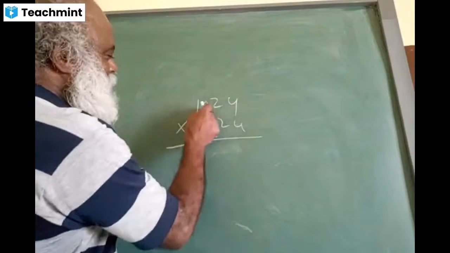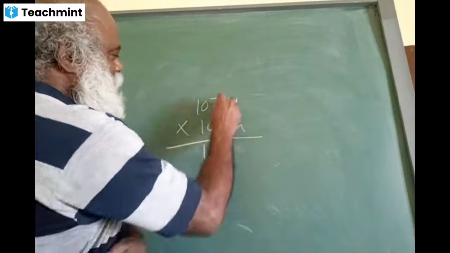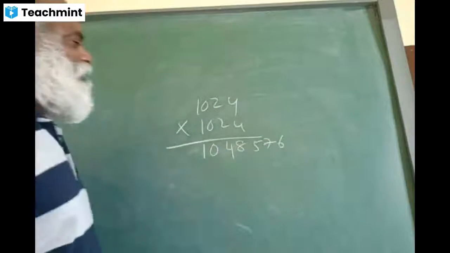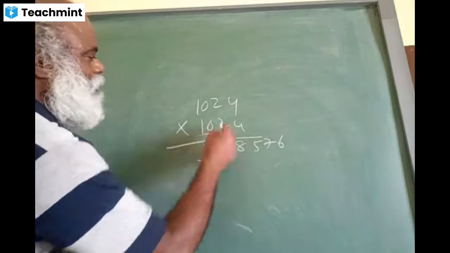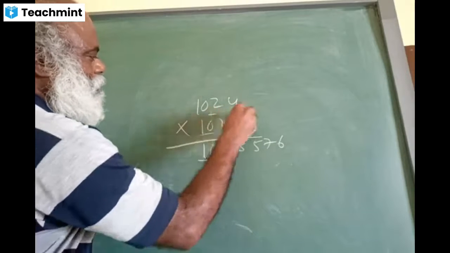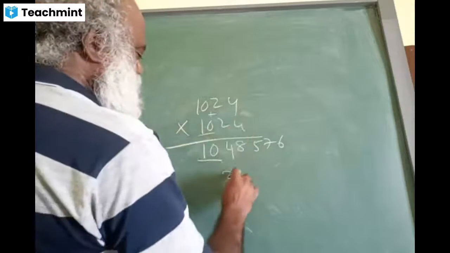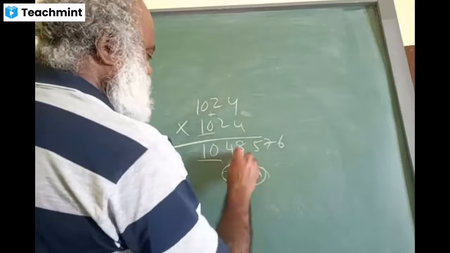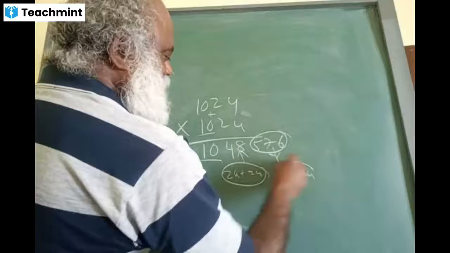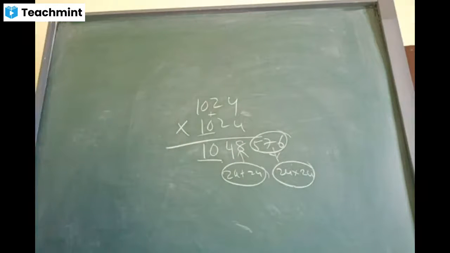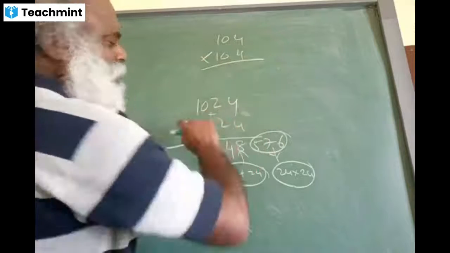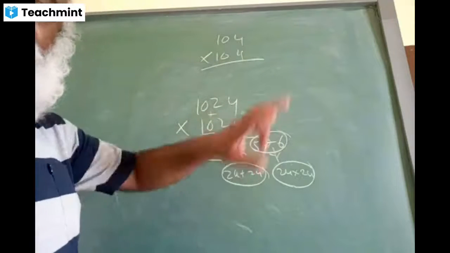Yes, but 10 and 10, you write this 10, 24 plus 24, 48, and 24 and 24 is 576. No, pardon. Same thing you write it. 24 plus 24, 48. This is 24 into 24, 576. Such a simple thing, yes. This is 104 into 104, yes. I can explain the reason also why we are doing it. We can give a reason.